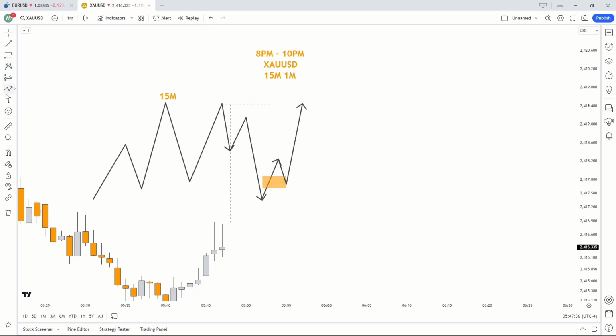Now we will be going break even after our TP is hit, so strict 1 to 2 RR and break even after TP is hit.